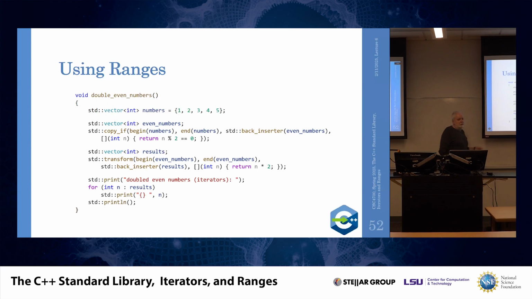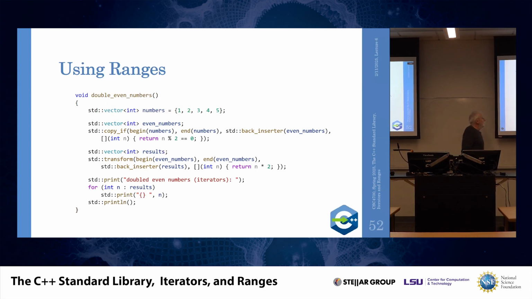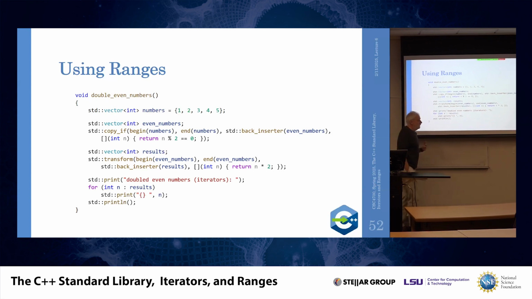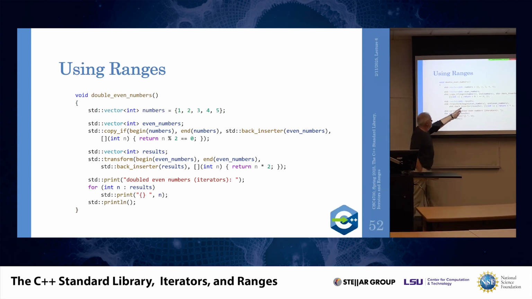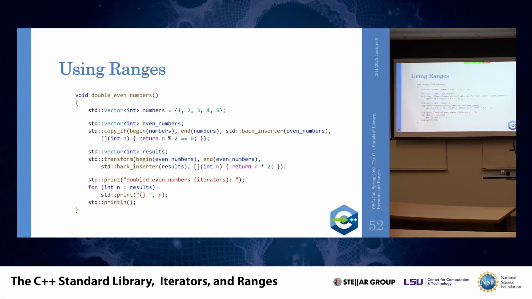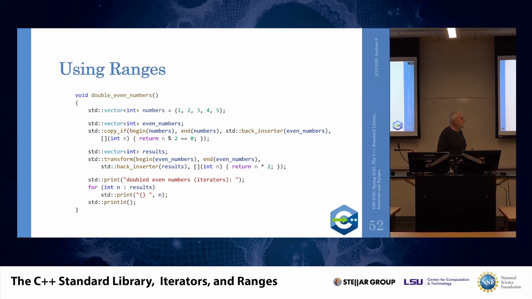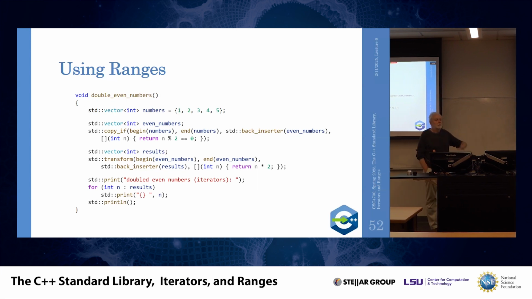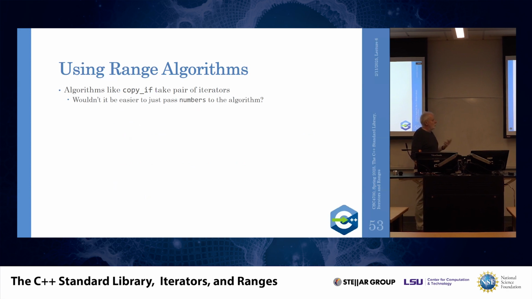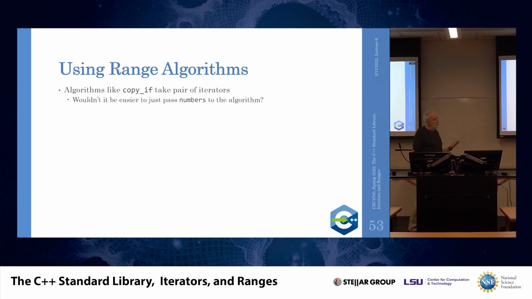This is not very nice code because, A, I'm using begin and end, and B, I create intermediate vectors, even numbers, results, which are not needed for anything, because I could just go over it and double the numbers if the conditions are right. So let's rewrite that in a more efficient way and in a more flexible way.